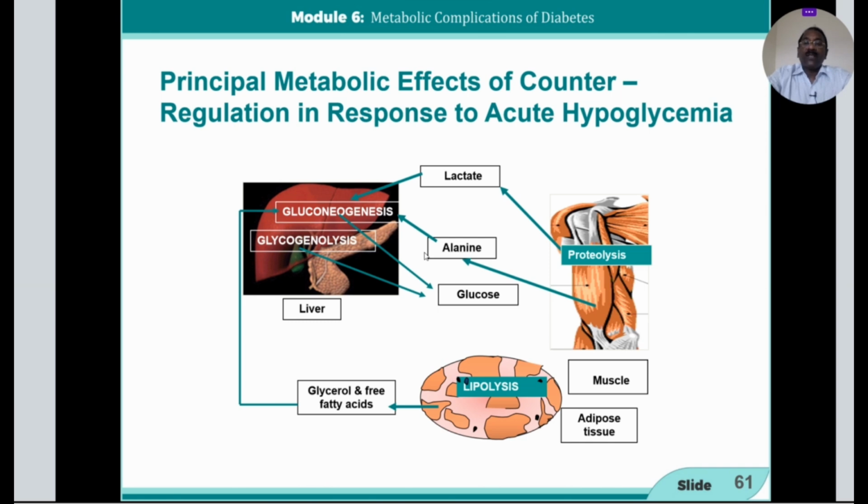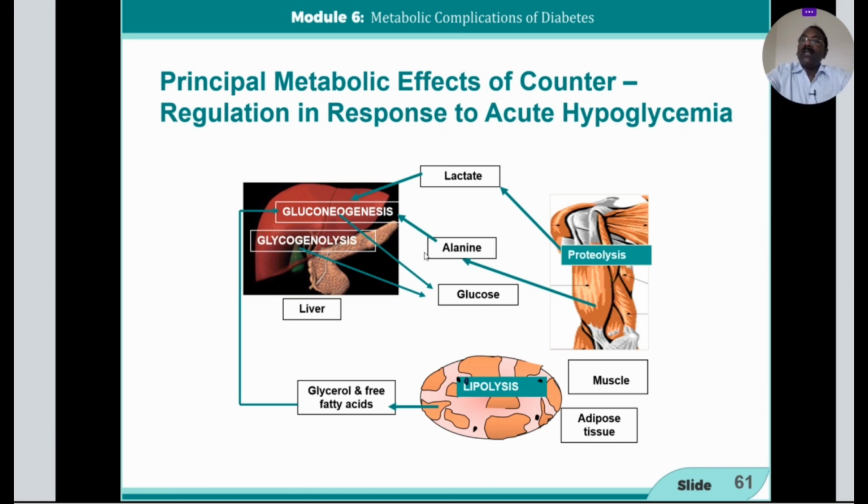So in the proteolysis, they release more amino acids and lactate. So that will be converted to the glucose, neoglucogenesis. In the amino acids in the muscle, alanine, so that goes to the liver. And neoglucogenesis, so more glucose. So in the liver, you will have the glycogen storage, so there will be the glycogenolysis. So more glucose, more neoglucogenesis.